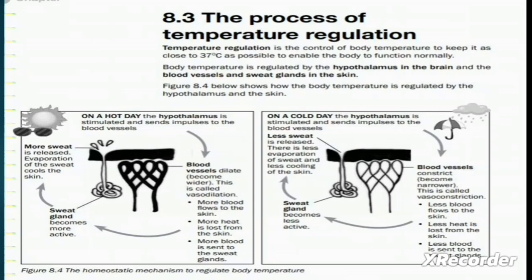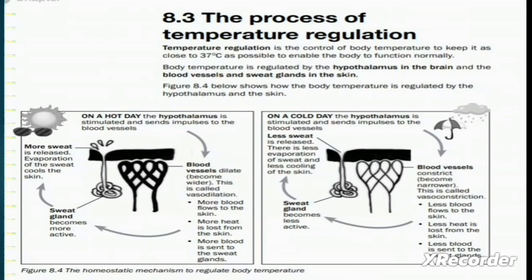So they might just give you this picture and not all these descriptions, and ask you to describe what happens on a hot day, or they might give you this picture and ask you, is this a hot day or a cold day? How are you going to know that this is a hot day? You will see sweat there. The sweat shows that it's a hot day, and as you can see, the blood vessels are wider. If they say give 2 reasons from the diagram to show that this is a hot day, you can just mention that there is sweat and the blood vessels are wider, or vasodilation has taken place.